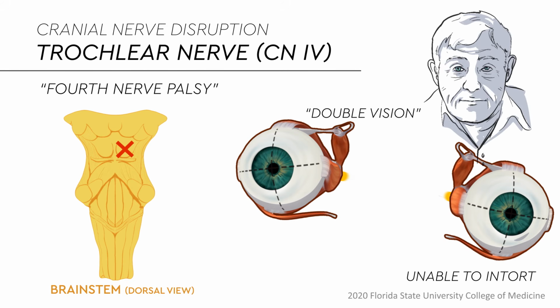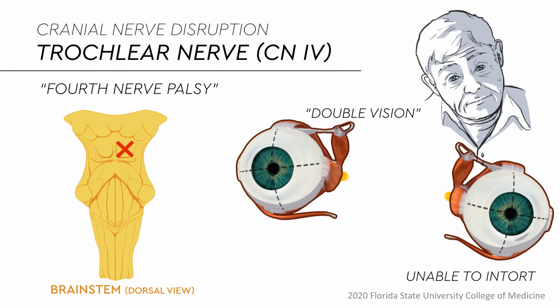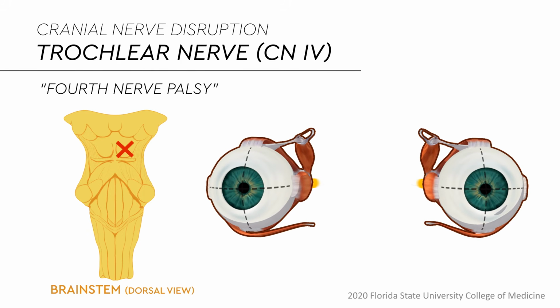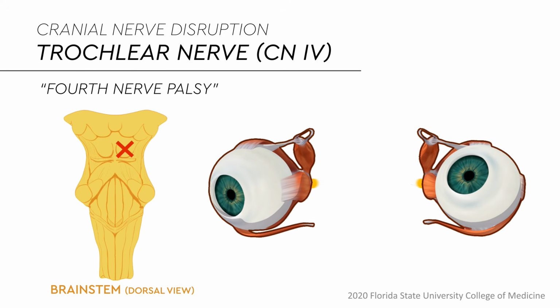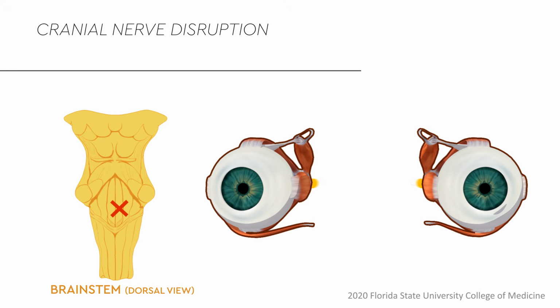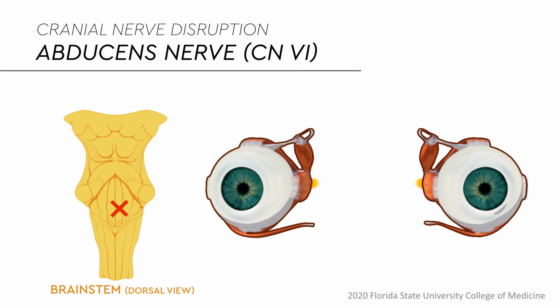Many patients unconsciously compensate by tucking the chin, which eliminates the need to depress the affected eye, and tilting the head away from the affected eye, which eliminates the need to intort the affected eye. An eye movement exam of patients with trochlear nerve palsy reveals an inability to put the affected eye in the down and in position.